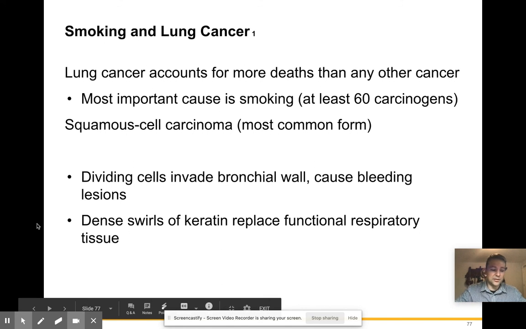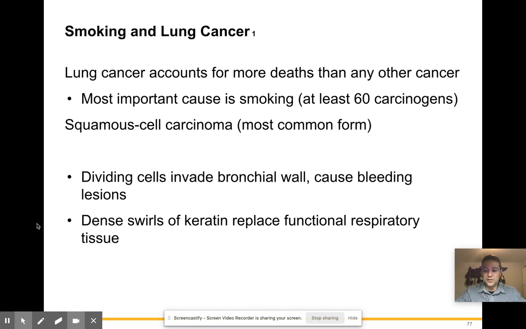Okay, lung cancer. Okay, let's talk about the elephant in the room. Nobody likes talking about cancer, but it's something we should all know about. Lung cancer accounts for more deaths than any other cancer in the world. The most important cause of lung cancer is smoking. There are at least 60 carcinogens in cigarettes. A carcinogen is something that causes cancer. So when you smoke a cigarette, you are willingly putting 60 different types of carcinogens into your cells. That should be enough to make you not smoke.